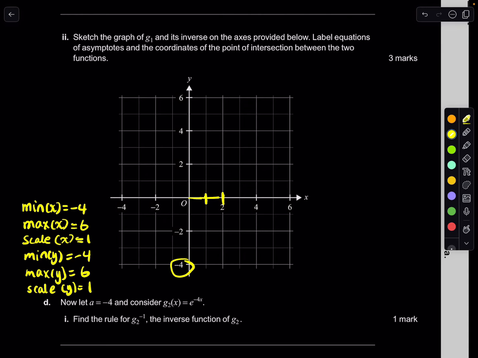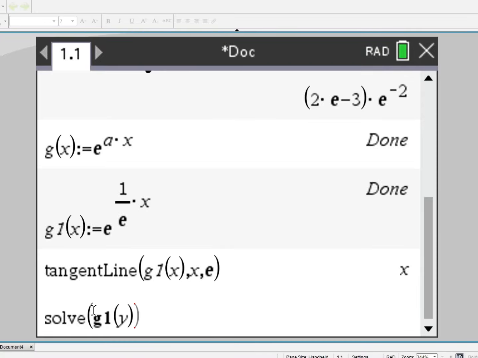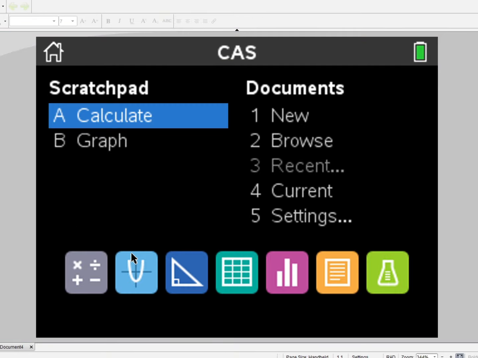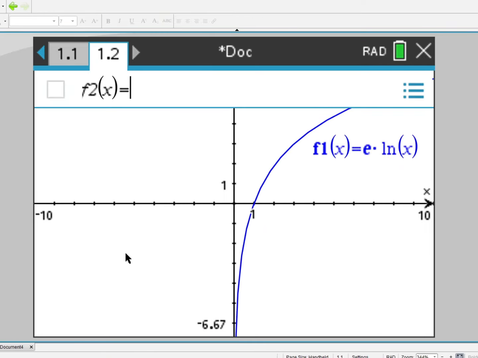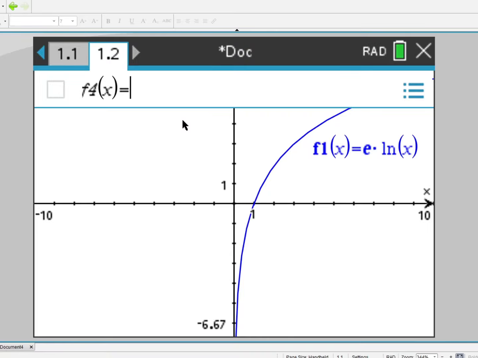So first of all, before I even do that, we have g1 of x here. I'm just going to find its inverse. Remember, we're also going to solve g1 of y equals x, comma y. So this is its inverse. Let's graph these. That's your inverse here. We've also got g1 of x, we're also going to graph. Let's go down here. Done.